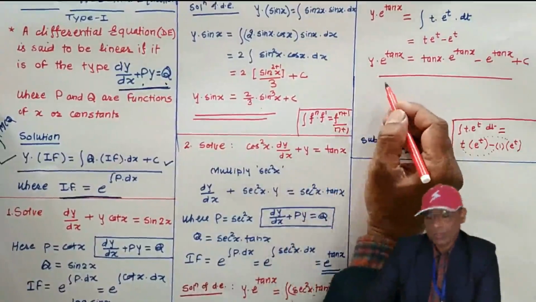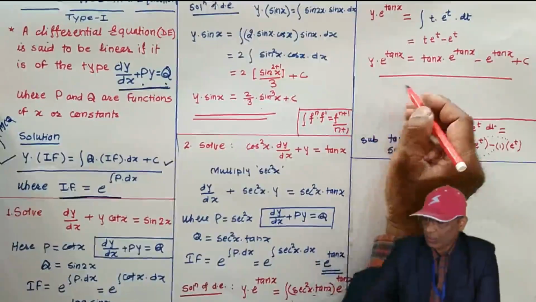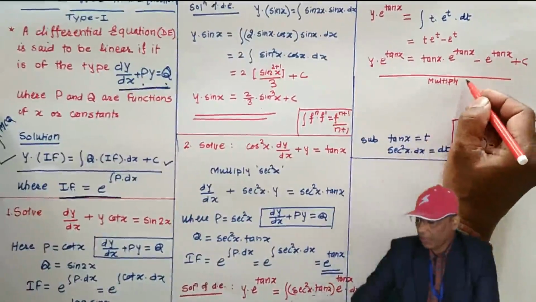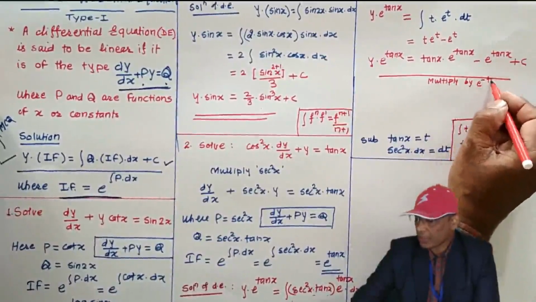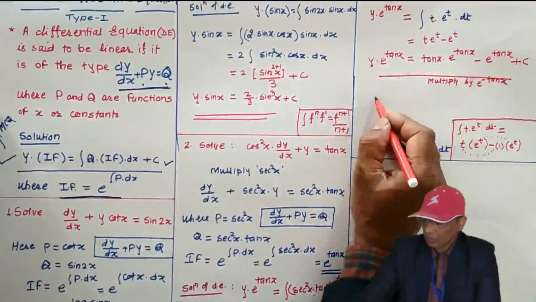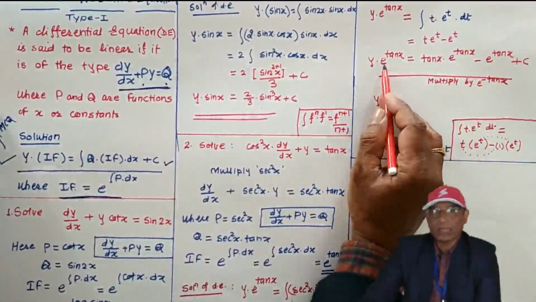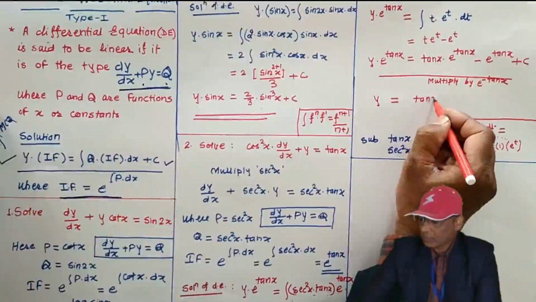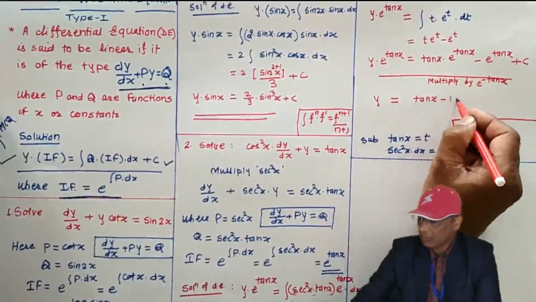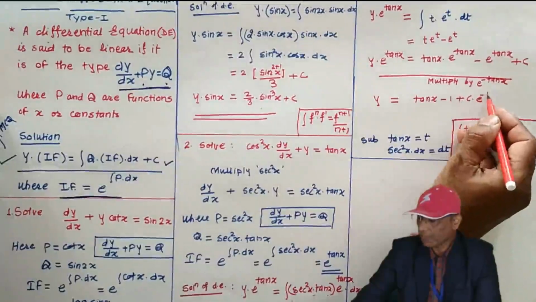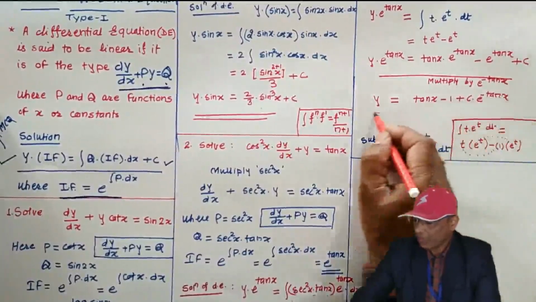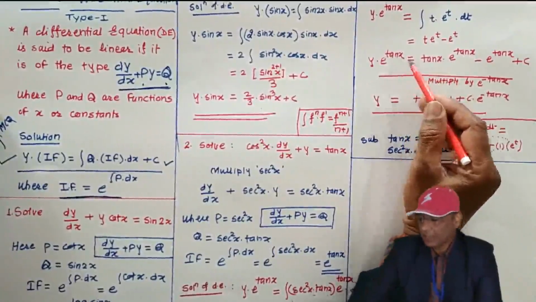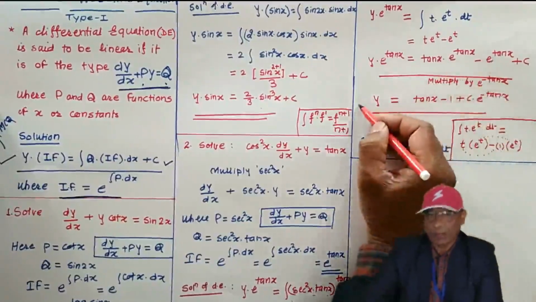Now you can do one more step. This is not necessary, but you can multiply by e to the power minus tan x. So y is equal to e to the power tan x times e to the power minus tan x, which is equal to 1. This e to the power tan x will be removed, plus c into e to the power minus tan x. I have multiplied each and every term by e to the power minus tan x because e to the power tan x is present in 3 terms, but this step is not required.